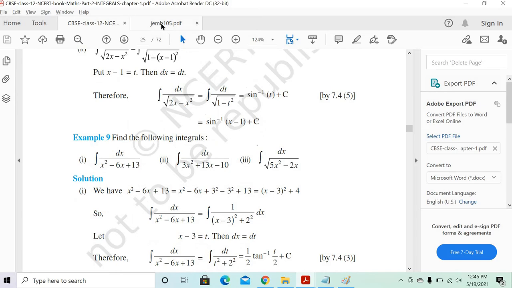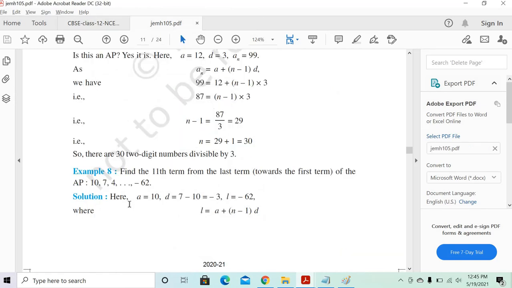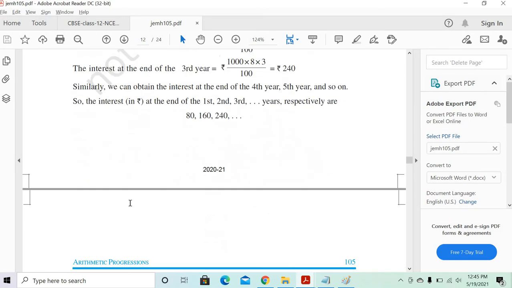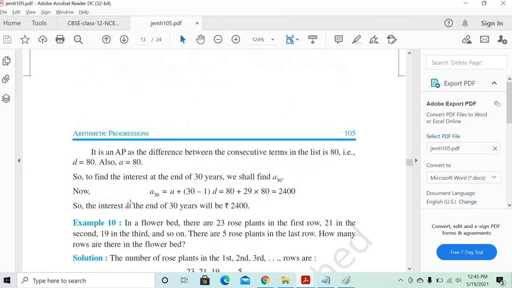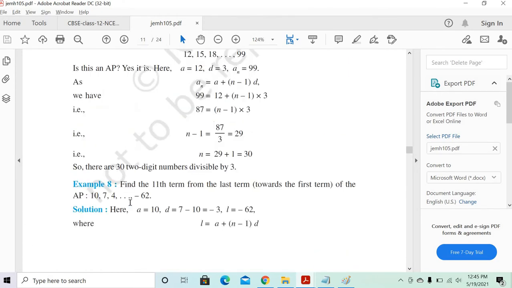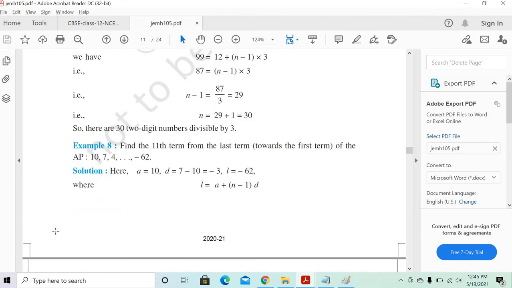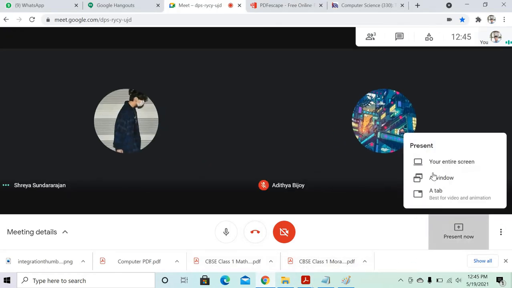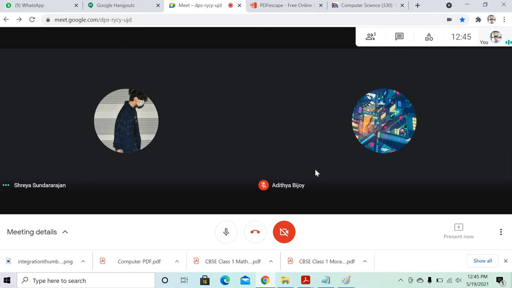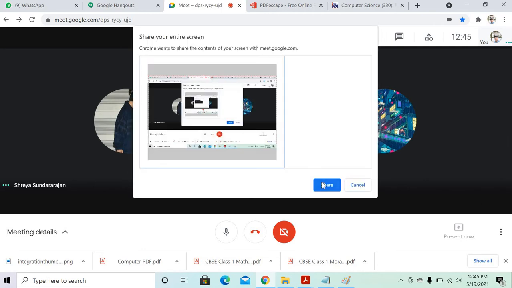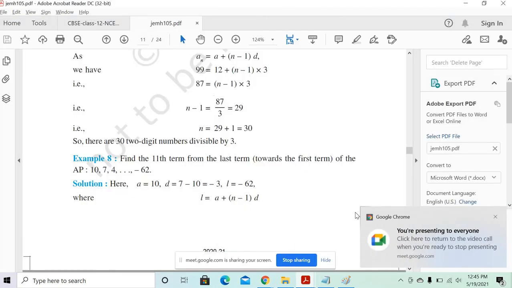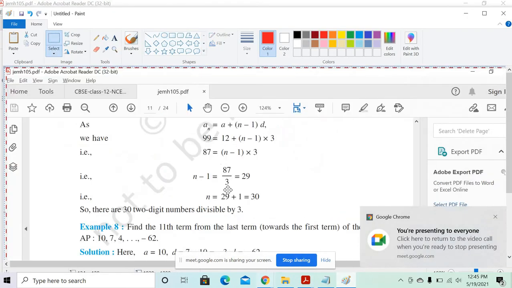Yeah, Shreya, you getting it? The example 8 part for you. No, sir, I'm not getting this part. Not getting? Okay. Let's see this part, Shreya. Let me just share my screen to you and then let's do that part. Is it okay? Can you see my screen now? Yeah, sir. Okay, so let's do this part.